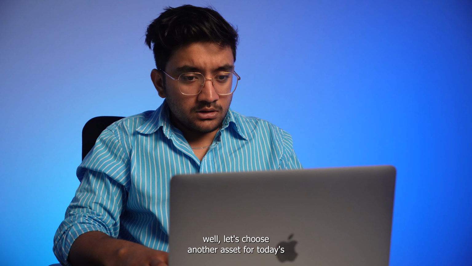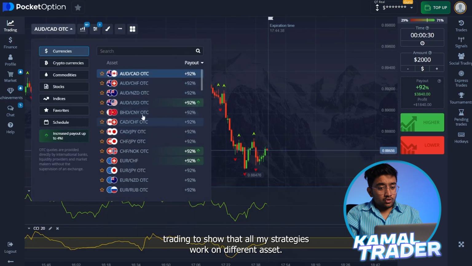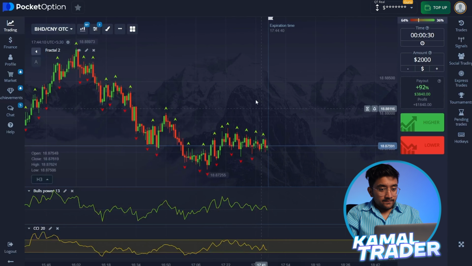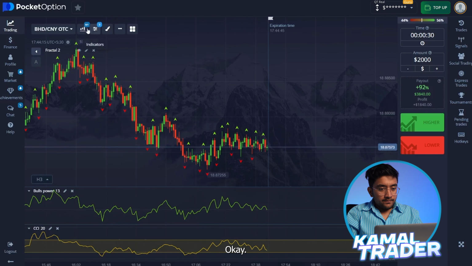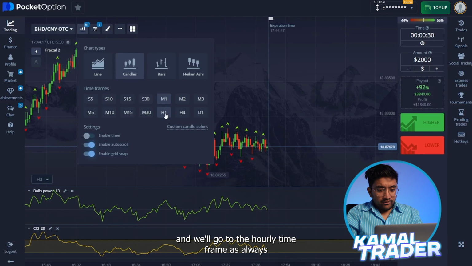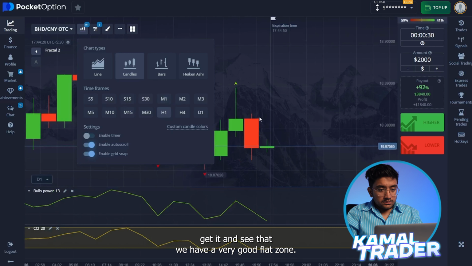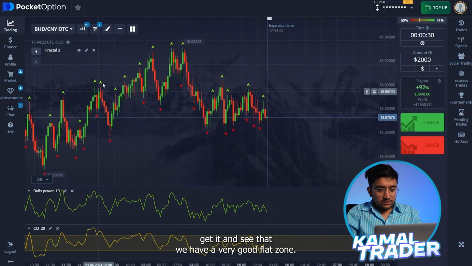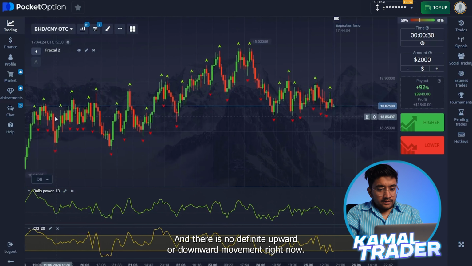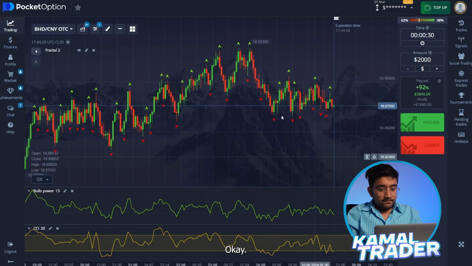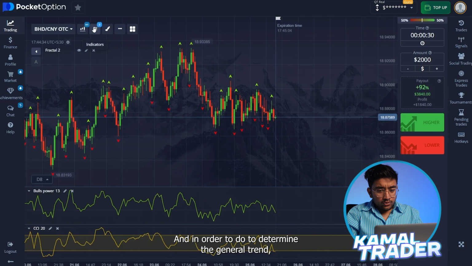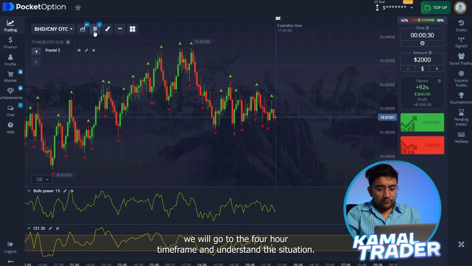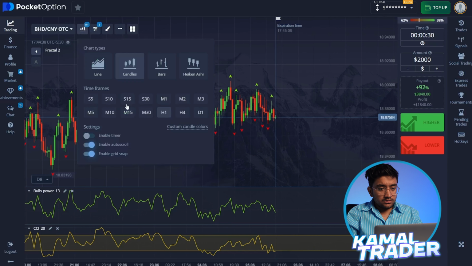Well, let's choose another asset for today's trading to show that all my strategies work on different assets. So we'll choose the currency pair Bahrain Dinar and Yuan. Okay, and we'll go to the hourly time frame as always. Okay, and we see that we have a very good flat zone, and there is no definite upward or downward movement right now. Also, we can see there is a small trading zone, and in order to determine the general trend, we'll go to the 4 hour time frame and understand the situation.